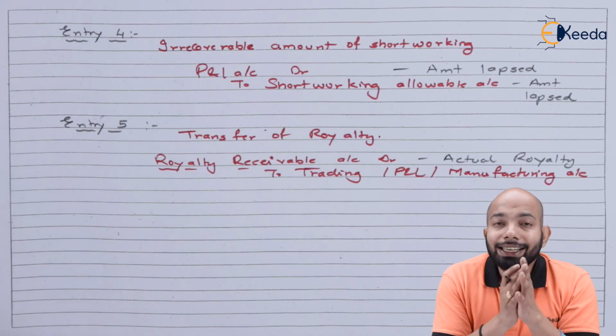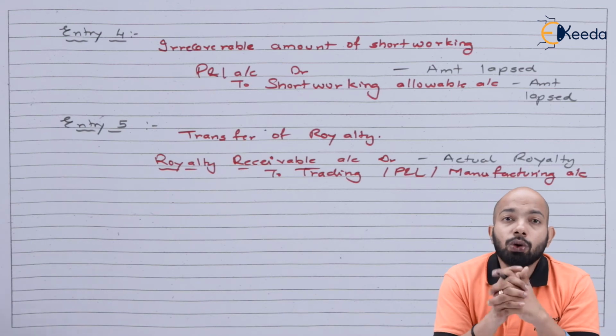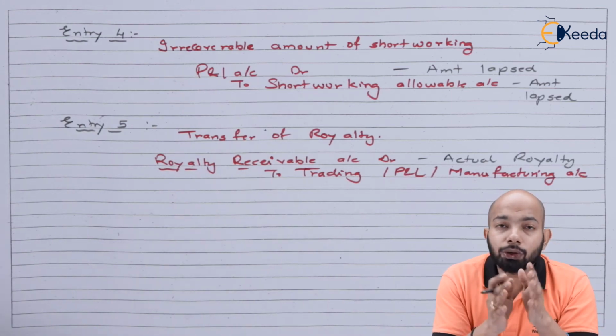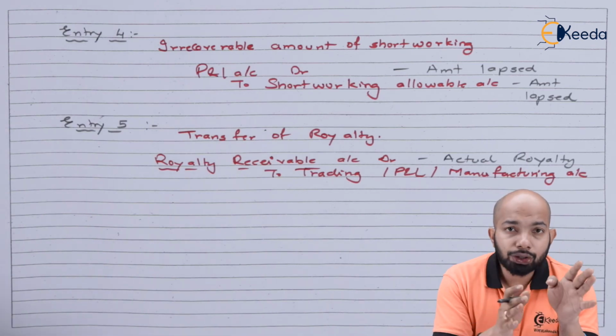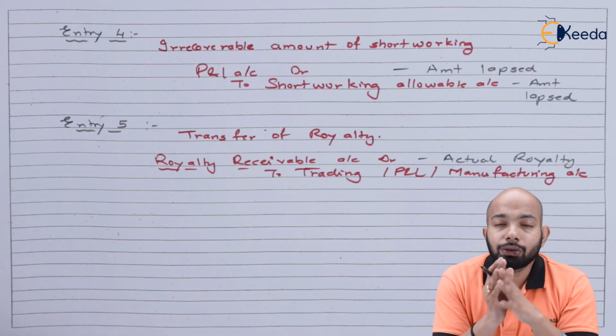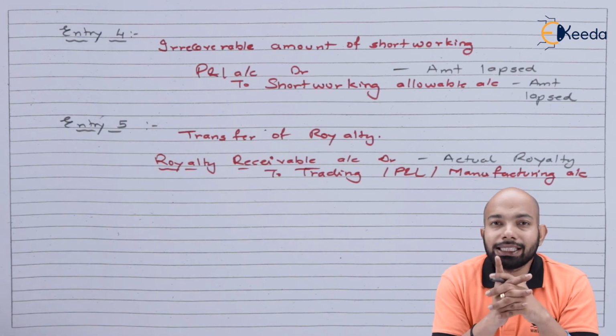So these are the entries that we had to discuss when it comes to the accounting treatment of a lessor as well. I hope with these videos you are clear enough about the journal entries, and now we'll be able to solve the illustrations related to these problems, or rather these journal entries.